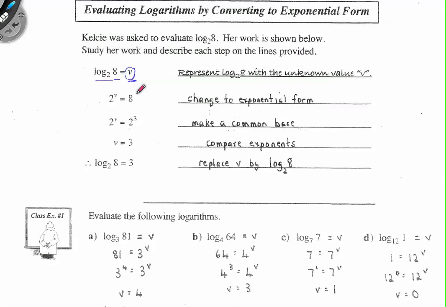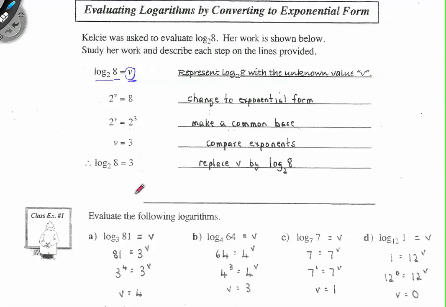Well, if we change it to exponent form, we know that we can do drop, swing, bump: drop the 8 down, swing the 2 over, and bump the v up. So the 8 dropped down would equal 2 to the v. Now, if we make a comparison, or a common base, 8 is really 2 to the 3. So we can see that v actually equals 3. So this log 8 base 2 is actually 3.